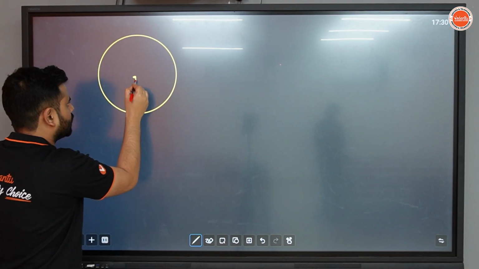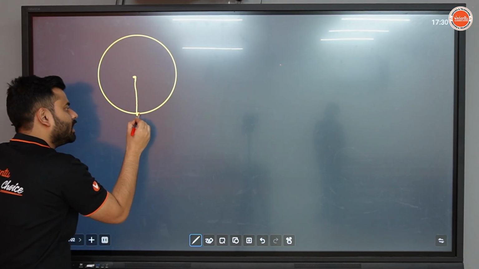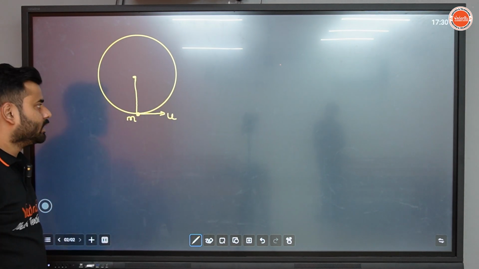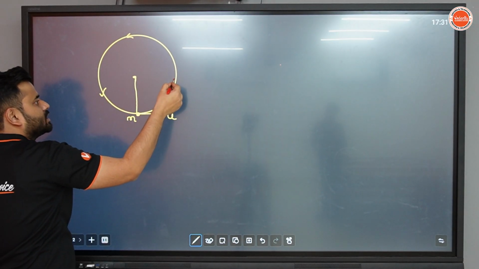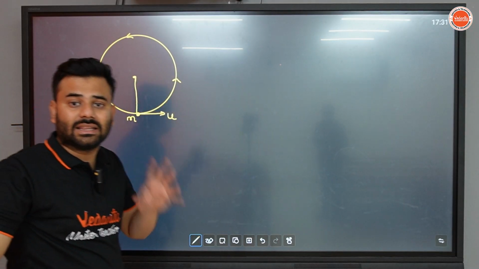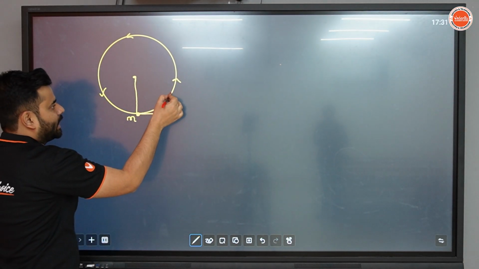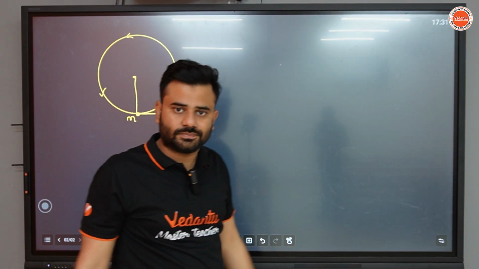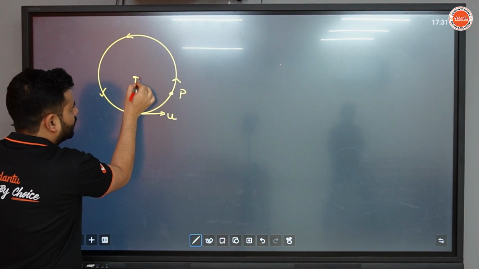So let's suppose at the lowermost point we have given speed U to the particle. The particle will start rotating in the anti-clockwise sense. Yes or no? In the anti-clockwise sense, the particle will start rotating. Now the second thing is that at any point, let's suppose at any arbitrary point P, I want to calculate the tension in the string.